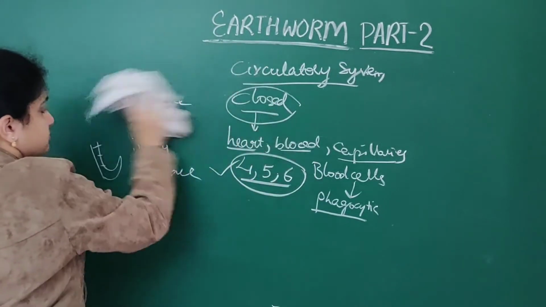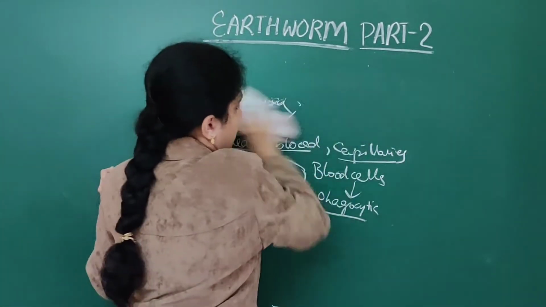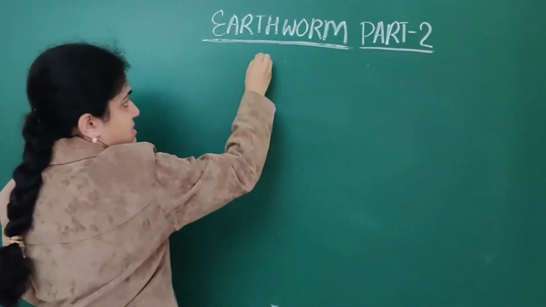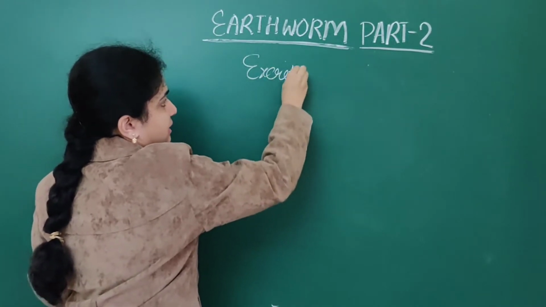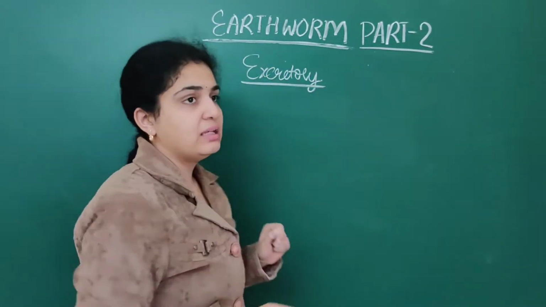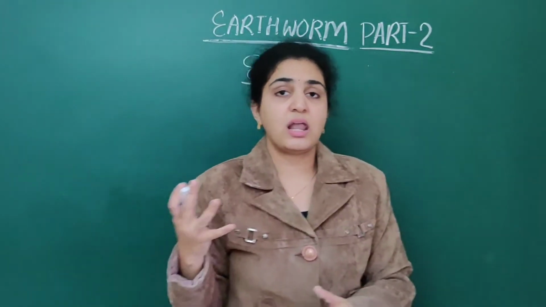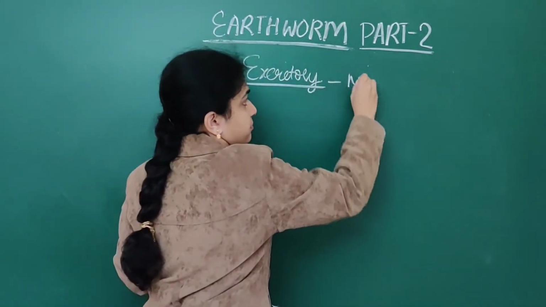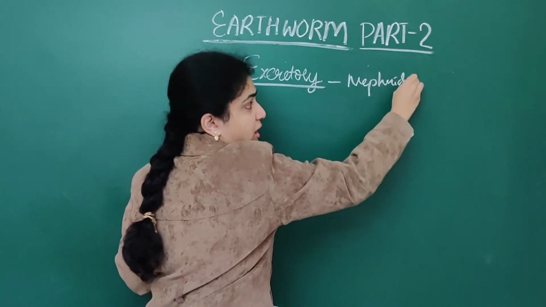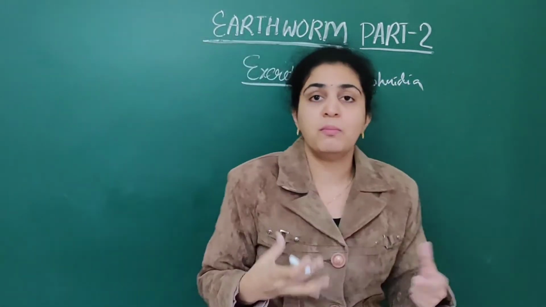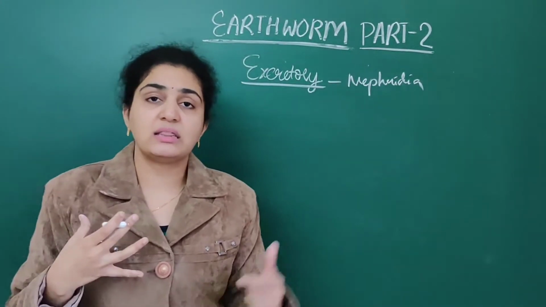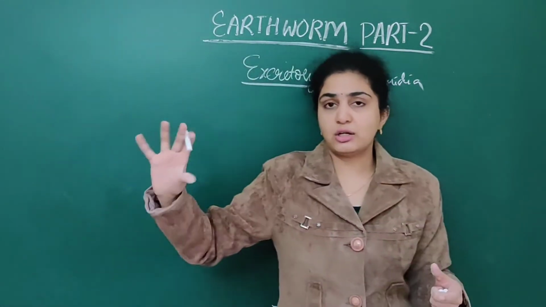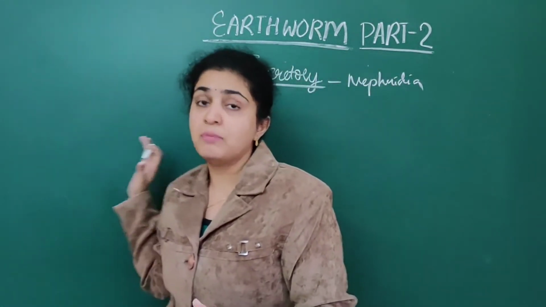Excretory system. When it comes to the excretory system of earthworm, we already have discussed in the last class, it is through nephridia. Numerous nephridia are present. Important NEET question: what are the excretory organs for earthworm? Excretory organs for earthworm are nothing but nephridia. Anywhere they ask you a question on excretory organs for earthworm, you should say nephridia.